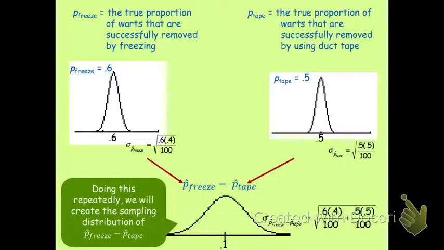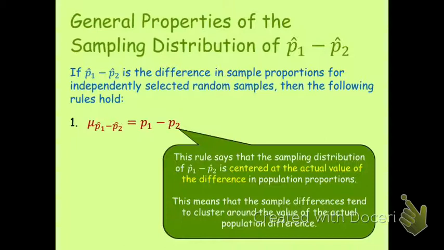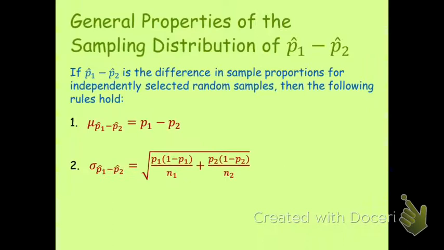If I were to combine to find the combined mean and the combined standard deviation, this will work. The mean, you just subtract the 2. So I would take 0.6 minus 0.5. And the standard deviation, you just add the 2 under the square root.